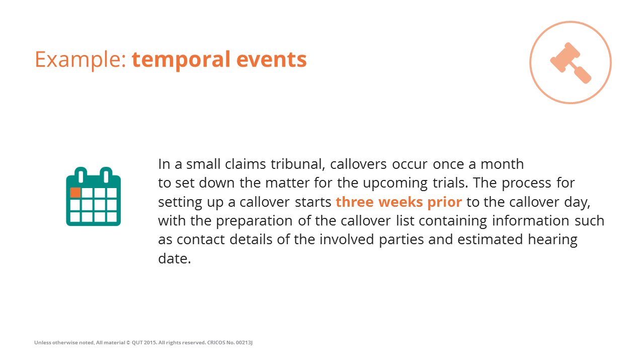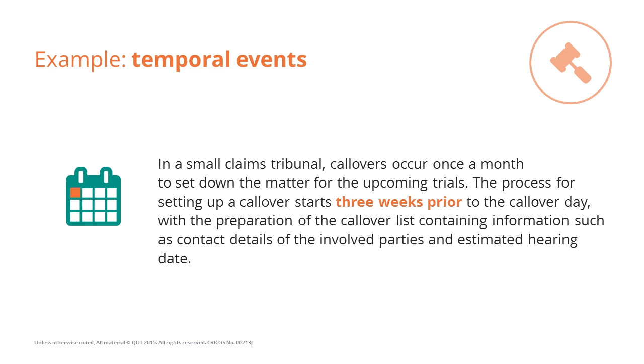So let's take a look at an example. This is the callover setup that takes care at a court, and it is about setting up a callover date and organizing all the required resources to hold the callover. So in a small claims tribunal, callovers occur once a month to set down the matter for the upcoming trials. The process for setting up a callover starts 3 weeks prior to the callover day.